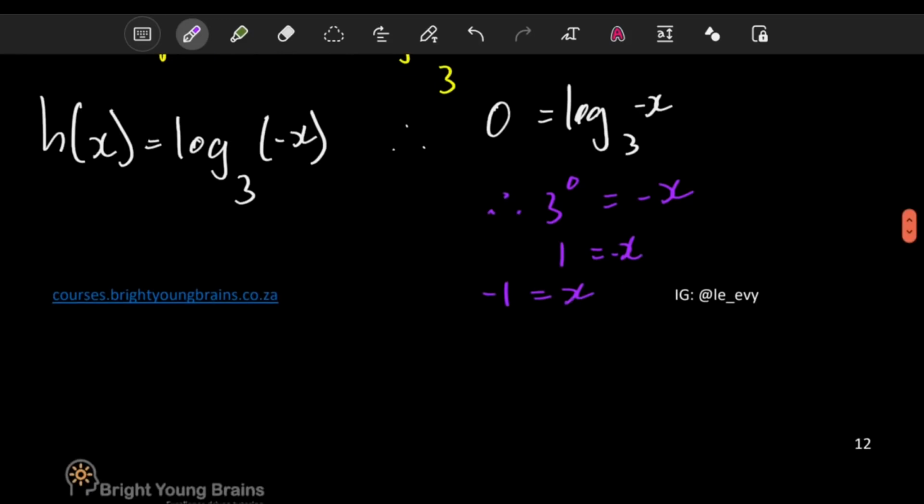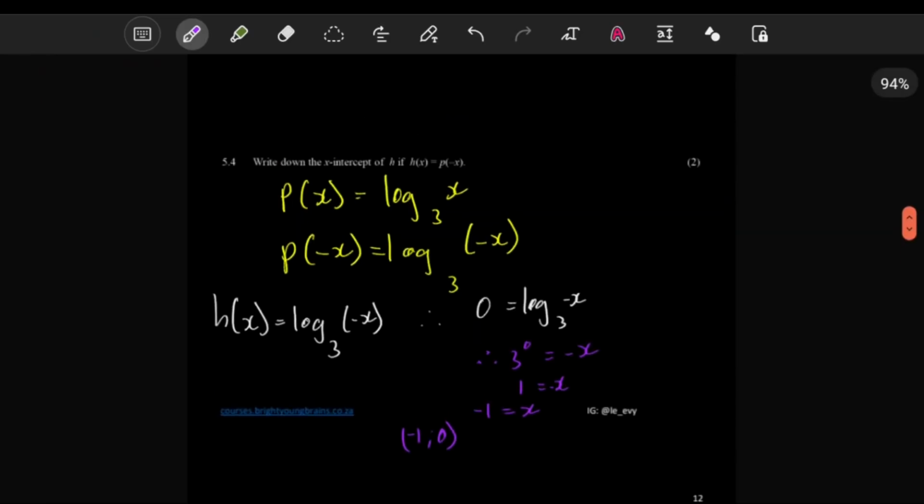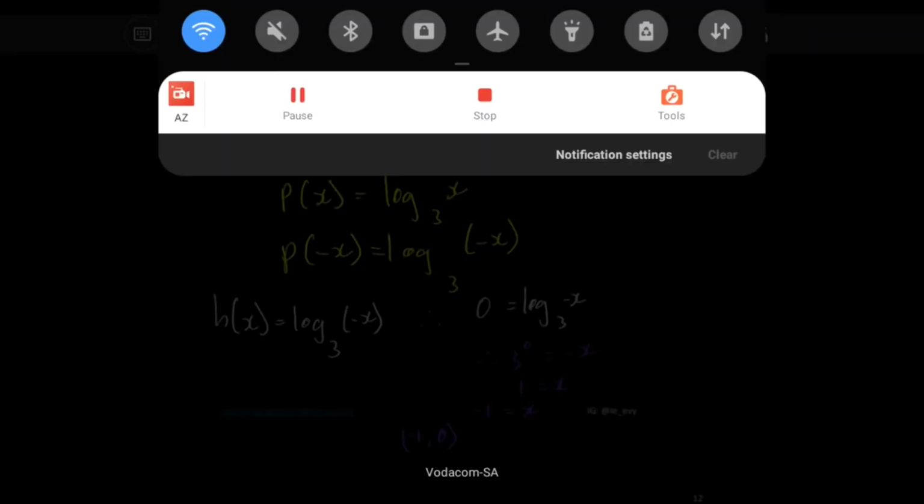So here we said if you're going to get an x-intercept, try and write your answer as a coordinate, like how we got that y-intercept up there. Put your answer as a coordinate so that you don't get penalized for unnecessary things. That is that for question number 5. Well, let us move on to question number 6.